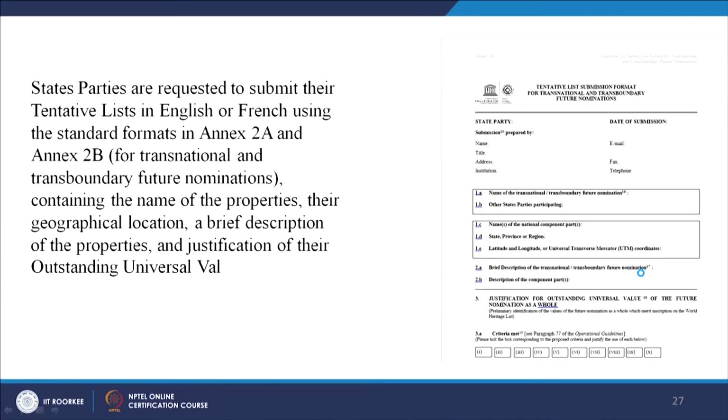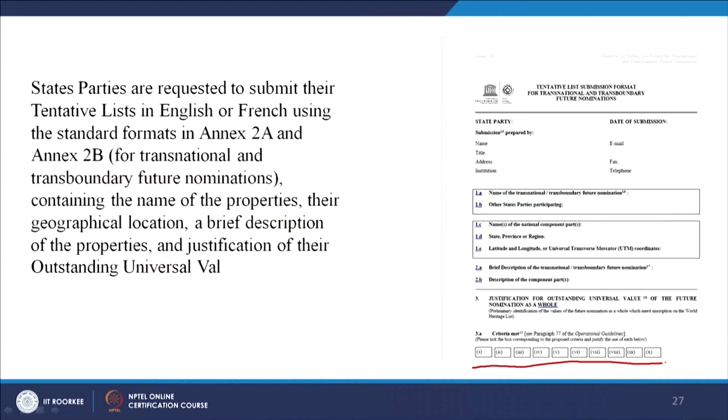And they have certain formats, a sample of the format in annexures 2A and 2B, which is for transnational and transboundary nominations. So basically what you see here is a kind of form, and you have the details of the name of the property, name of the national component part. Imagine if the property is shared between Bangladesh and India, the Sundarbans. Obviously, you have to talk about who the relevant parties are, what area we are talking about in terms of geographic place, and we talk about the transnational and transboundary future nomination, and what the components are.